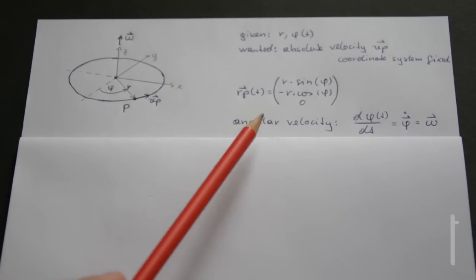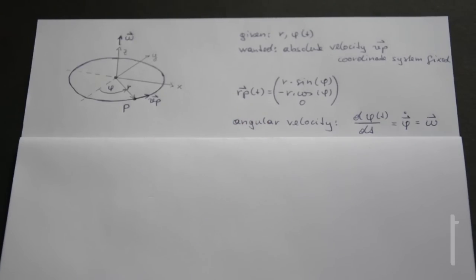Now, before deriving Rp with respect to time, we have to define a new quantity though, which is called the angular velocity. The angular velocity is also a vector, and it is defined by the change of the angle by time. So actually nothing else than the first derivative of the angle phi. Like the normal velocity was the first derivative of the distance, of the position, the angular velocity is the first derivative of the angle.